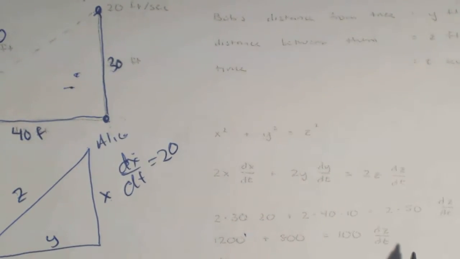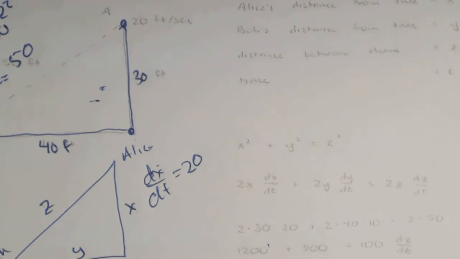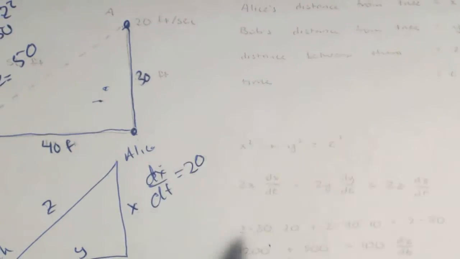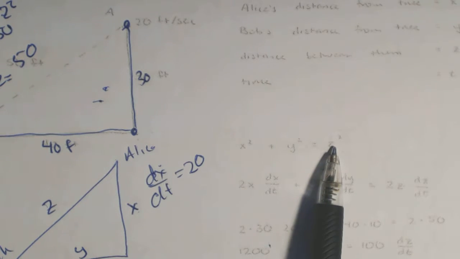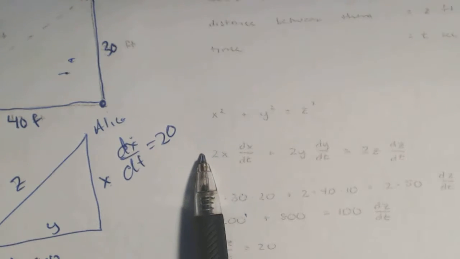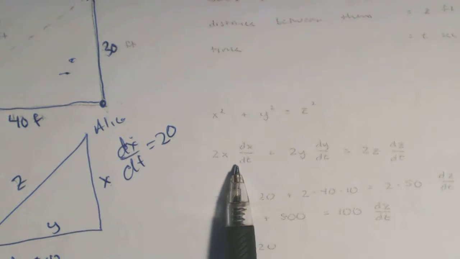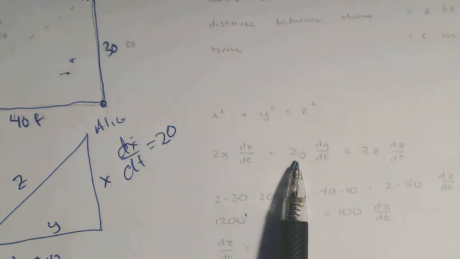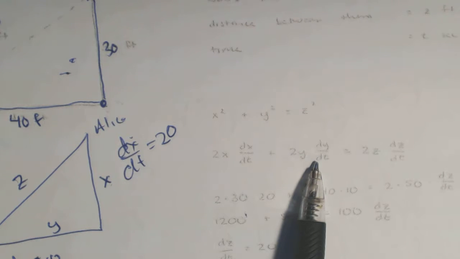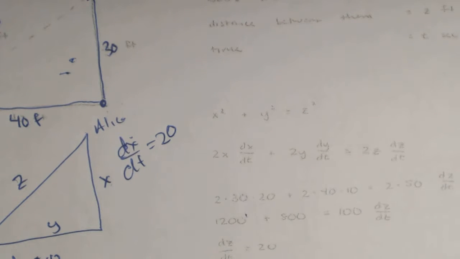So what relates them all? It's the Pythagorean theorem. It's sort of light there, but it's x squared plus y squared equals z squared. Take the derivative all the way across. You get this. You're differentiating with respect to t, so 2x times dx/dt plus 2y times dy/dt is equal to 2z times dz/dt.